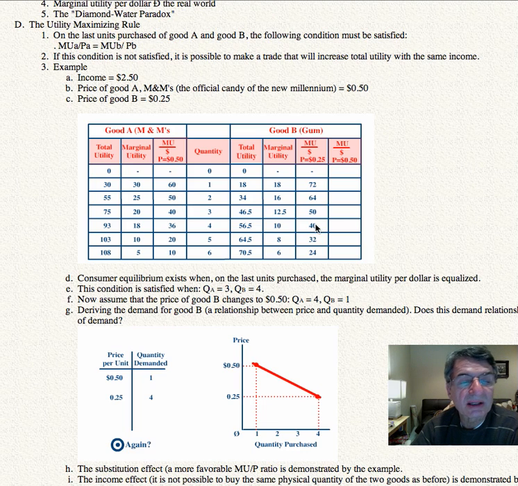Then the next, it's 50 and 50, you have the money, so you buy both. The next after that is 40 and 40, you buy both, you have the money, and now you've spent $2.50, and you have maximized, because on the last units purchased, the marginal utility per dollar of M&Ms is 40, and the marginal utility per dollar of gum is 40 also.